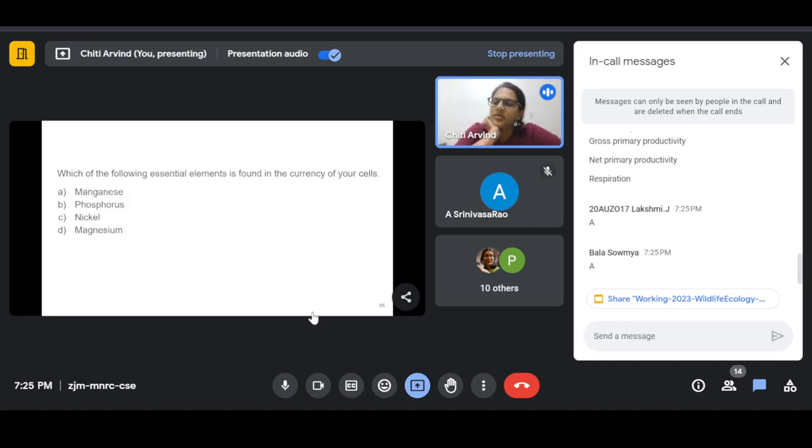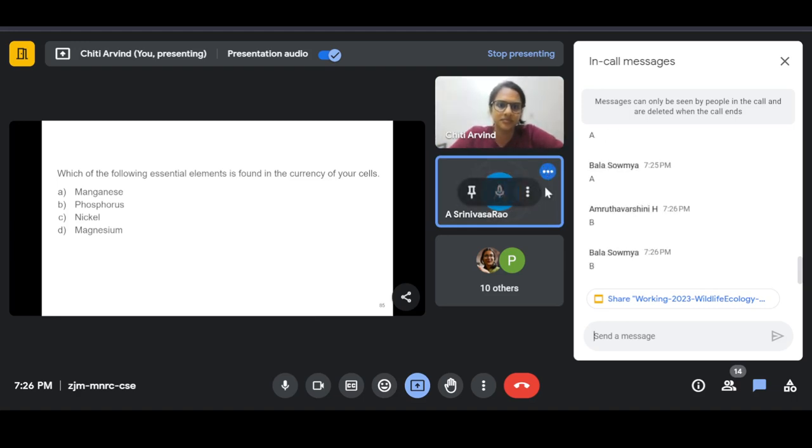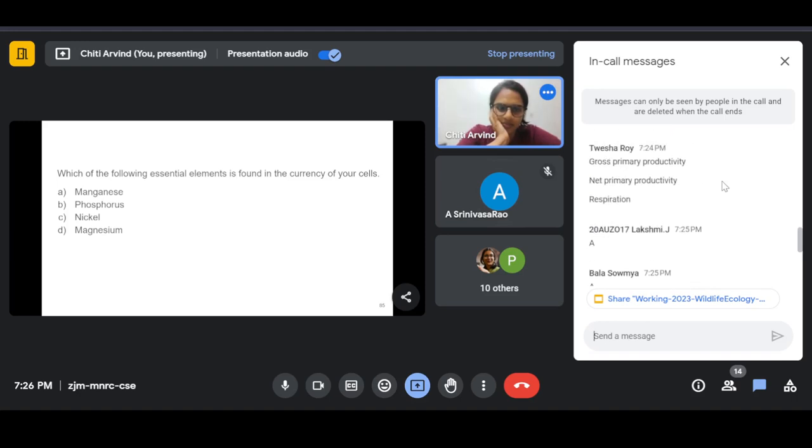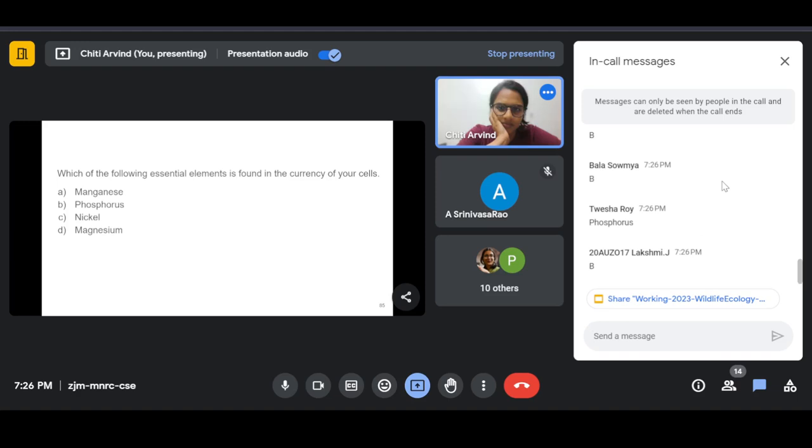All right, so which of the following essential elements is found in the currency of your cells? So now we have moved to the nutrient part. Is it manganese, phosphorus, nickel, or magnesium? Phosphorus, ma'am. It is ATP. Srinivasa feels it is B, phosphorus. So yes, indeed, ATP is the currency of the cell.